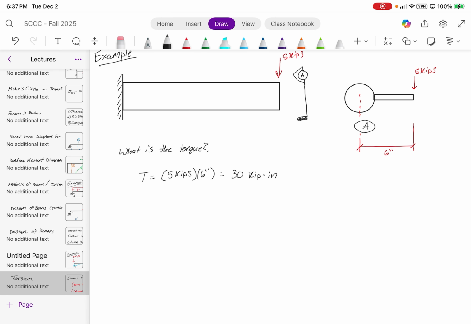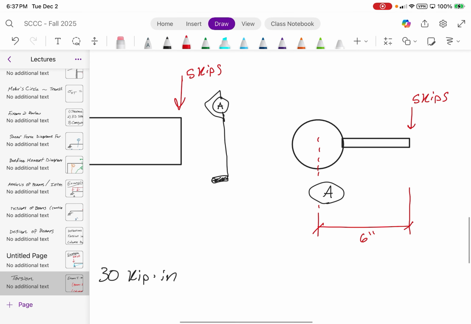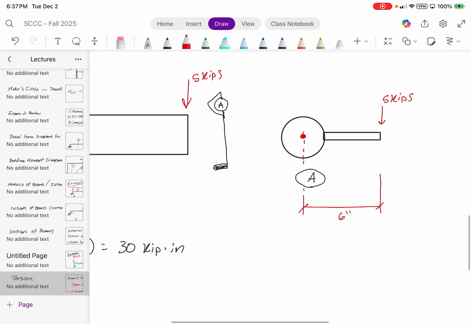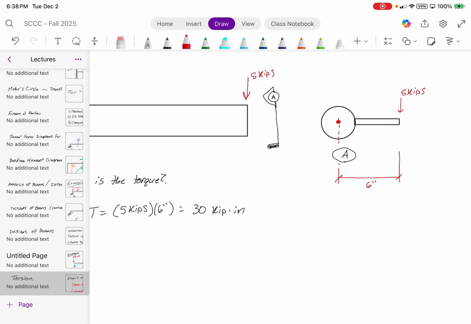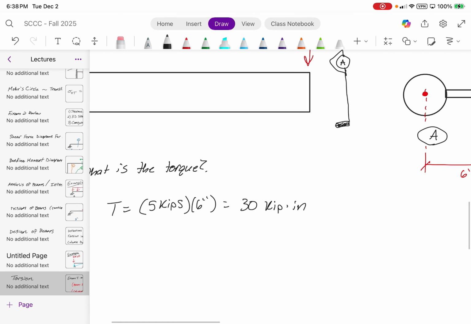Does the sign matter? Yes, it does, especially if you start looking at more and more. If we look at it about how it rotates about its centroid here, how's it going to be? Clockwise or counterclockwise? You said it initially. So it would be negative. Yeah, it's clockwise, so it's negative. CW means clockwise, or you could just write -30 kip inches. Simple as that.